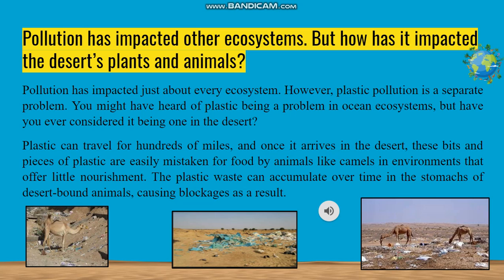Plastic can travel for hundreds of miles, and once they arise in the desert, these bits and pieces of plastic are easily mistaken for food by animals like camels in environments that offer little nourishment. The plastic waste can accumulate over time in the stomachs of desert-bound animals, causing blockages as a result.